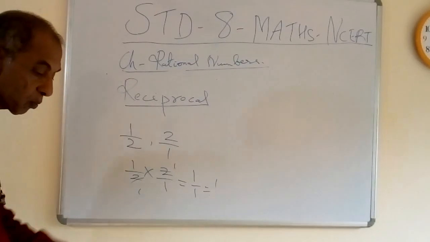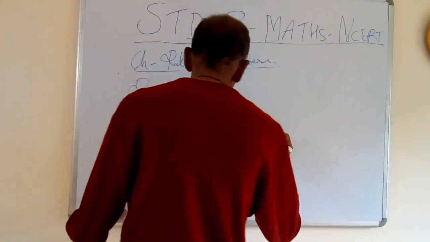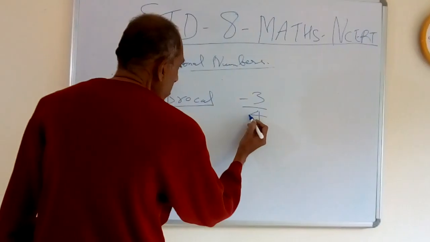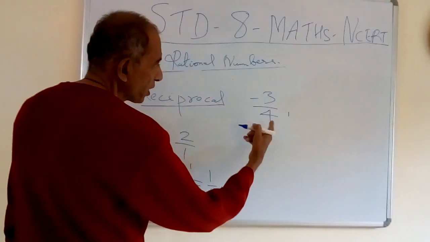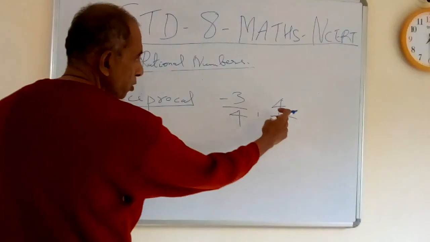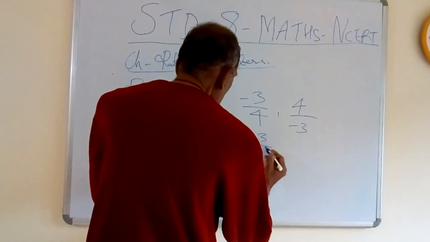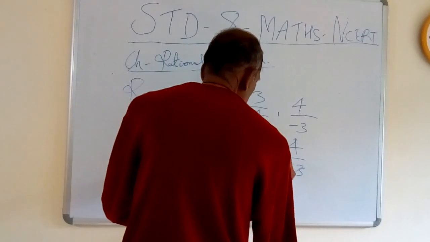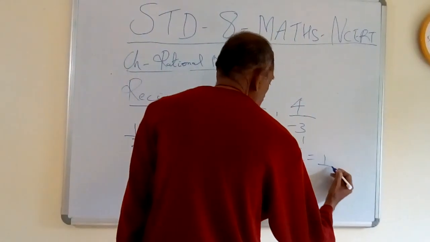Similarly, now both were positive numbers. Now we'll see negative rational numbers also. So here, if we take, say, minus 3 upon 4, the reciprocal of minus 3 upon 4 will be 4 upon minus 3, because we should be getting the answer 1 if we multiply. So minus 3 upon 4 multiplied by 4 upon minus 3: this is cancelled, 1, here also 1. So again we get 1 upon 1, that is 1.